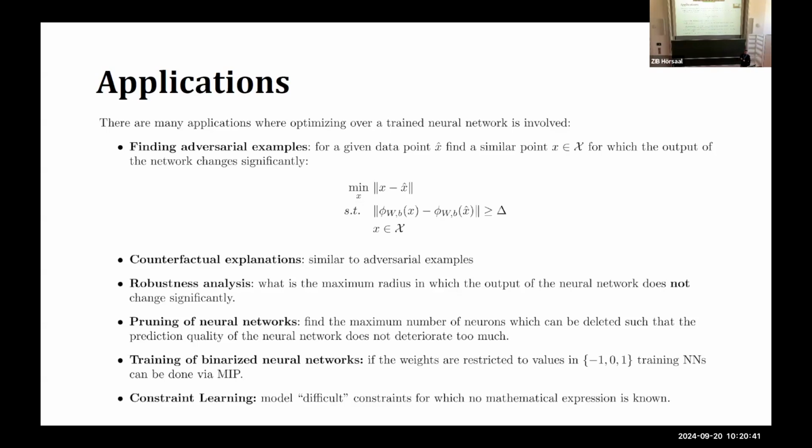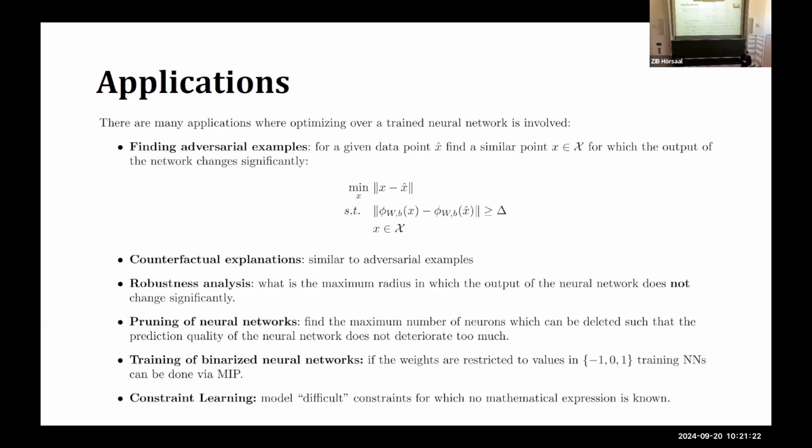The same for counterfactual explanations. That's a very similar concept to adversarial examples. You can do robustness analysis, so you can ask what is the maximum radius in my data space around a point such that my network does not change the classification. You can prune neural networks, so you can try to remove a lot of neurons such that the prediction is still the same. You can do that by mixed integer programming nowadays. You can even train binarized neural networks, not real neural networks, but if the weights of these matrices are only -1, 0, or 1, then you can use these MIP ideas to train even the network.